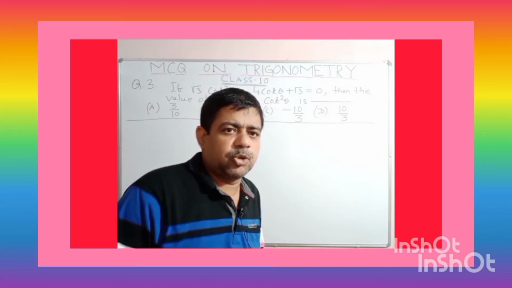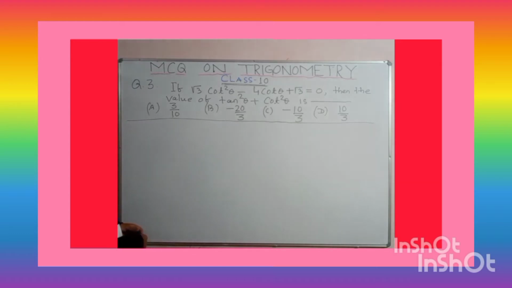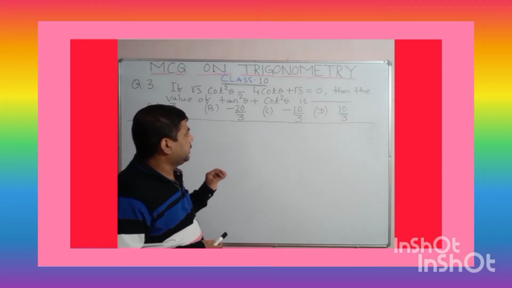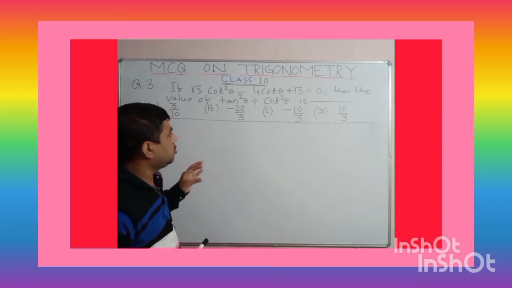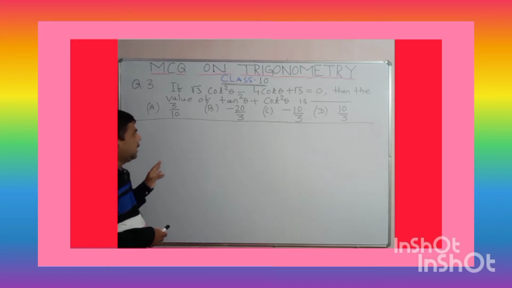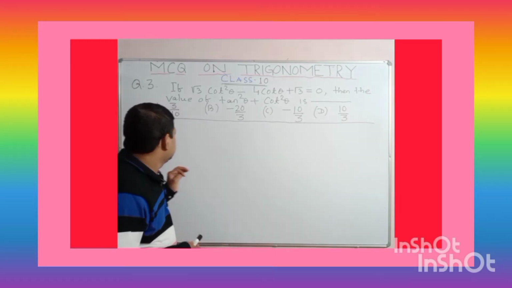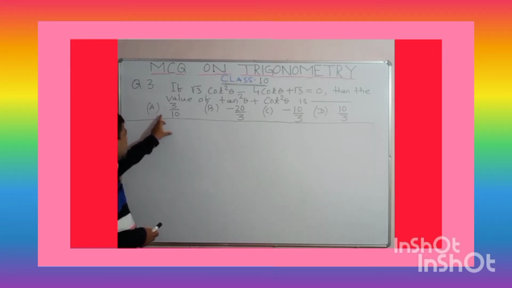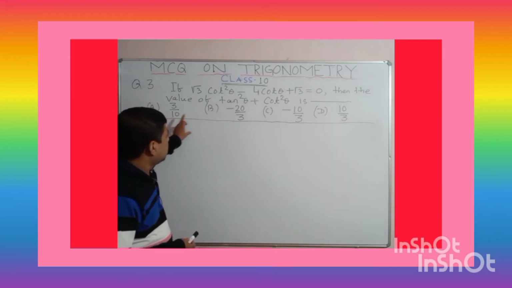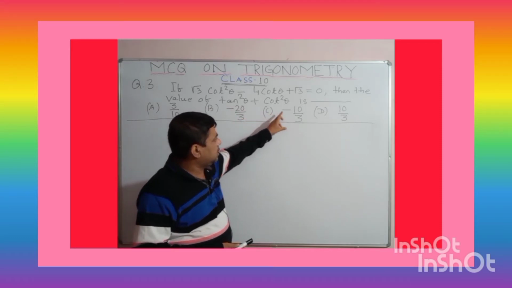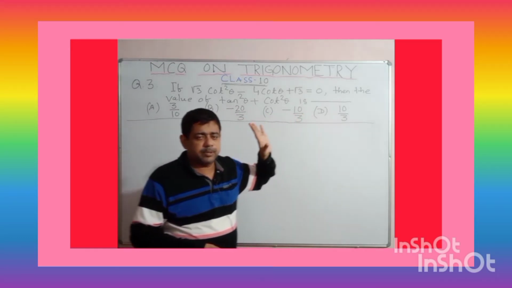So next question is question number 3 I am discussing. And here question number 3 is given. If root 3 cot square theta minus 4 cot theta plus root 3 is equal to 0, then the value of tan square theta plus cot square theta is, we have to find out. Option A is 3 upon 10, option B is minus 20 upon 3, option C is minus 10 upon 3, and option D is 10 upon 3.